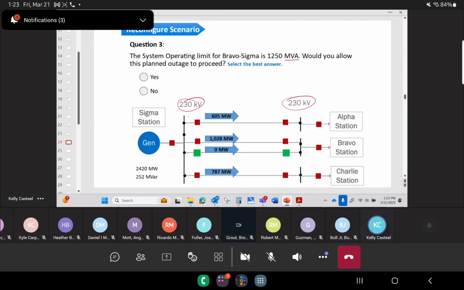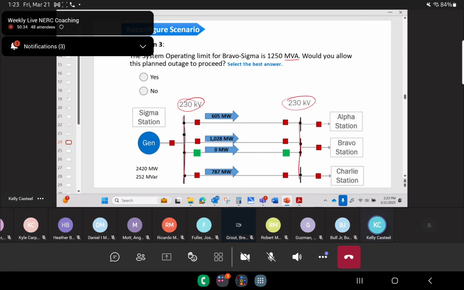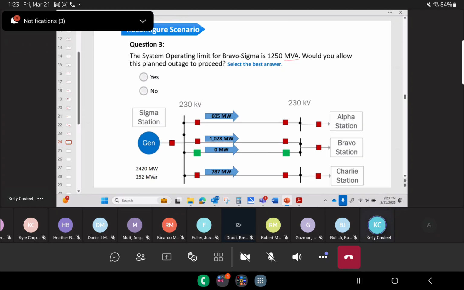It doesn't line up with the fact that this is at 230 kV. And if that's at 230 kV, you should not have any reactive power flow at all, because reactive power flow is driven by voltage differences. So yeah, that doesn't line up.